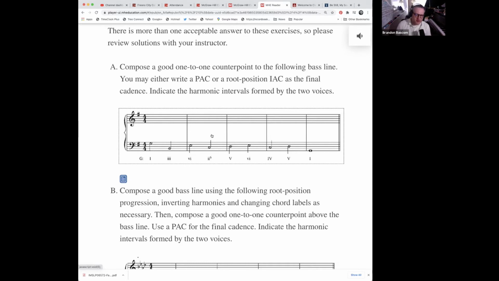We are composing a good one-to-one counterpoint with the following bass line. You may write either a first inversion or a root position IAC as the final cadence. But if you write that root position IAC, make sure you don't have a fifth above your tonic. Indicate the harmonic intervals formed by the two voices. All right, we're in G major. They've given us our bass line that we cannot change.